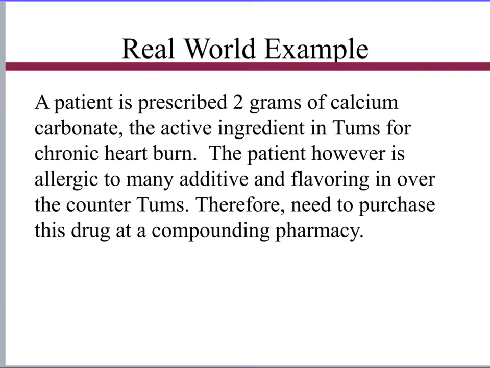Okay, so here's a real world example. A patient is prescribed 2 grams of calcium carbonate. Calcium carbonate is just the active ingredient that's found in Tums and would be used for things like heartburn. This patient, however, is allergic to many additives and flavorings, so they can't go to just Walmart and buy regular over-the-counter Tums. Therefore, they actually have to purchase this drug at something that's called a compounding pharmacy.